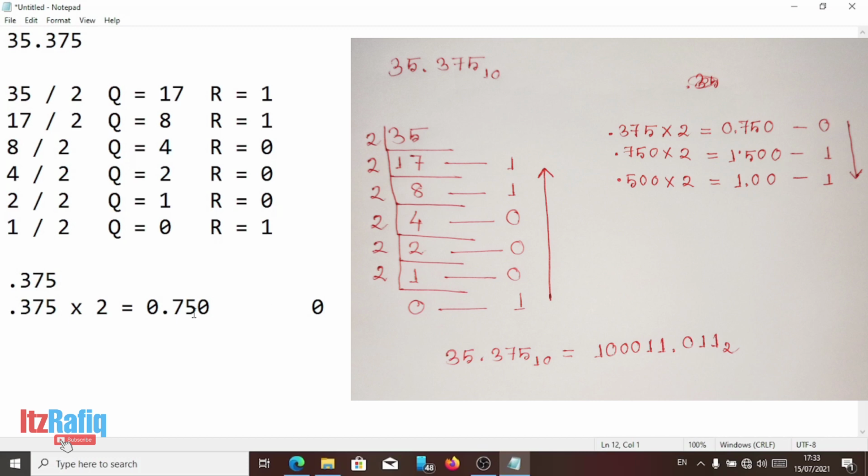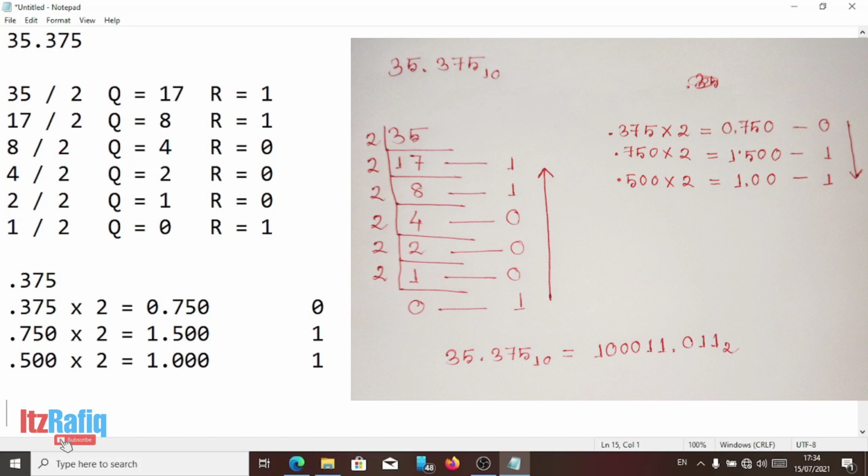Again we'll convert the next answer, which is on the right hand side, 0.750 into 2. Here the answer will be 1.500. The left hand side number is 1. Again we'll convert 0.500 into 2. Here the answer is 1.00. So the left hand side number of the fraction is 1, so we'll write 1.